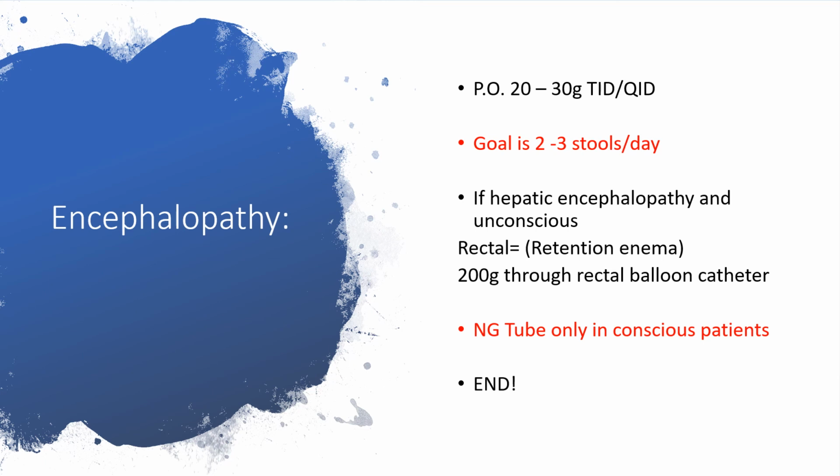If this is a case of hepatic encephalopathy and the patient is unconscious, you can give per rectum in form of retention enema. 200 grams through a rectal balloon catheter will be welcome here. You may choose to give lactulose per nasogastric tube only in conscious patients.